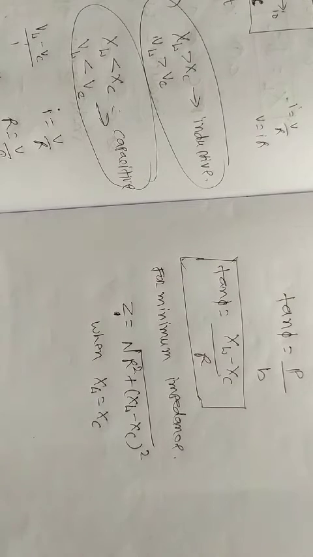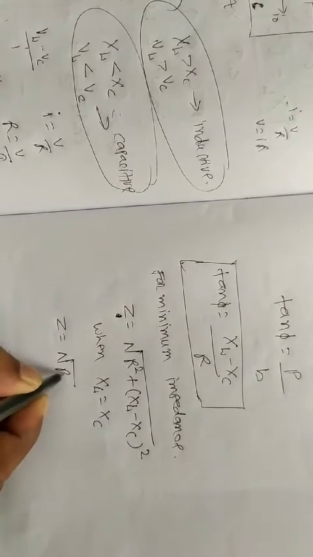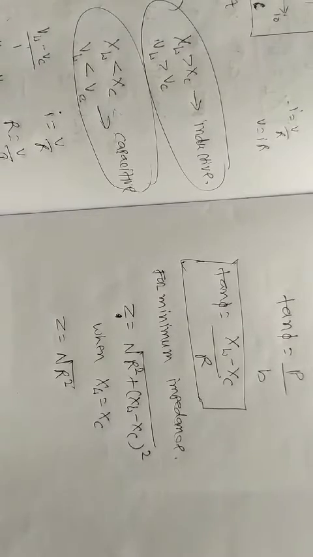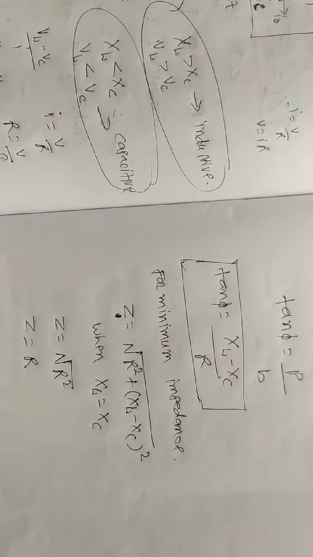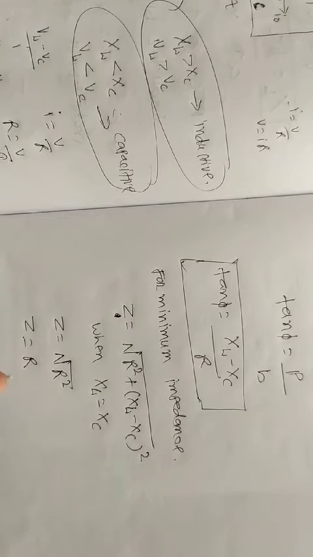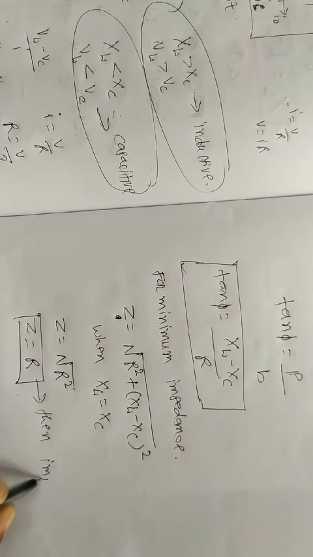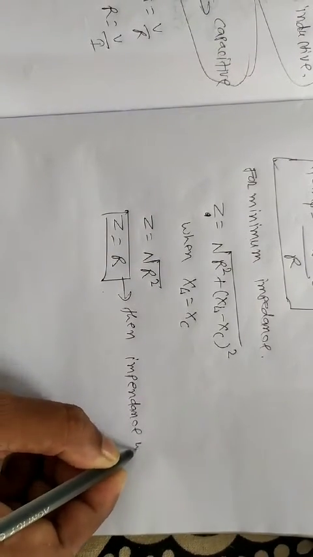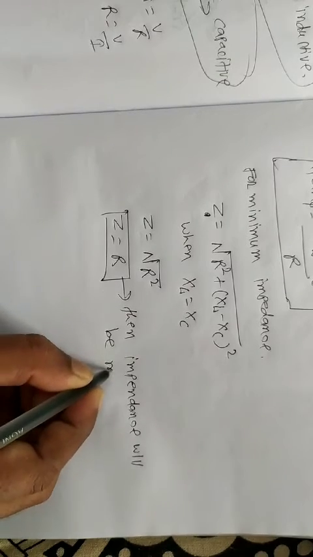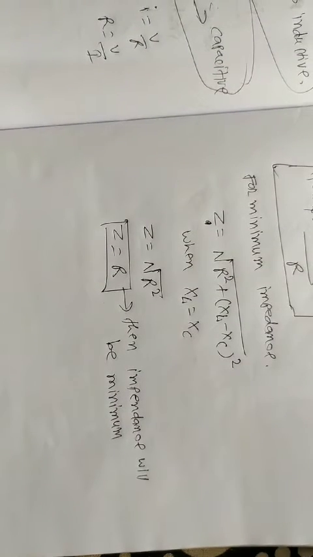XL is equal to XC means, if these two are equal, then what will be Z? Z will be equal to square root of R square, that means Z will be equal to R. That means when Z is equal to R, then impedance will be minimum.